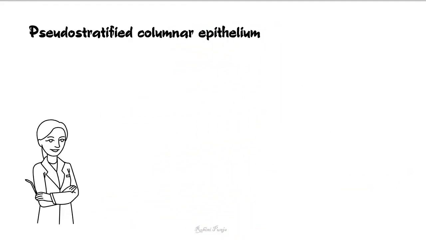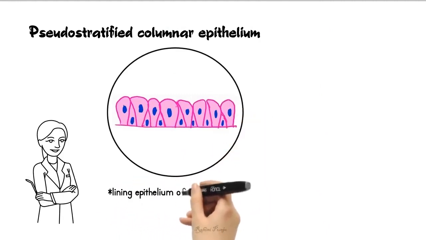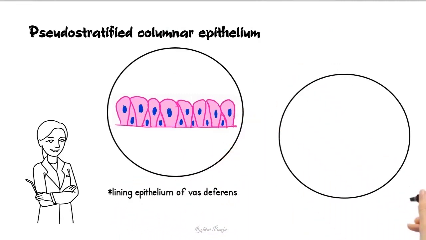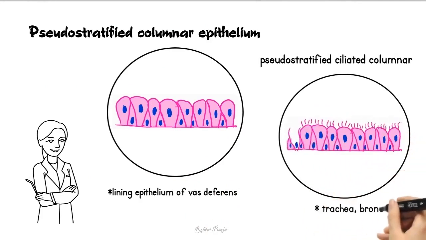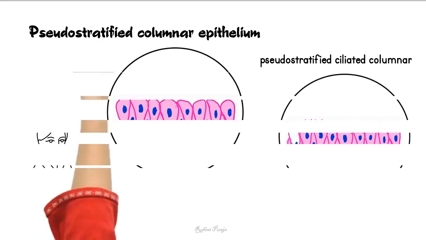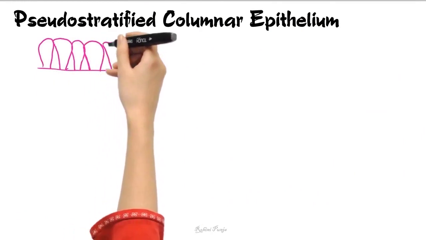Pseudostratified columnar epithelium is seen as the lining epithelium of vas deferens and some parts of male urethra. Ciliated cells are seen lining the trachea and bronchi. Here's how we draw it. Let's see how to draw the pseudostratified columnar epithelium.